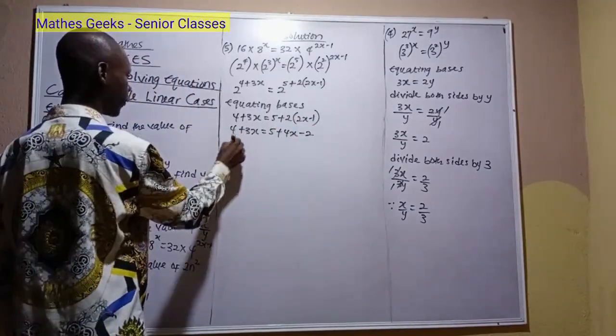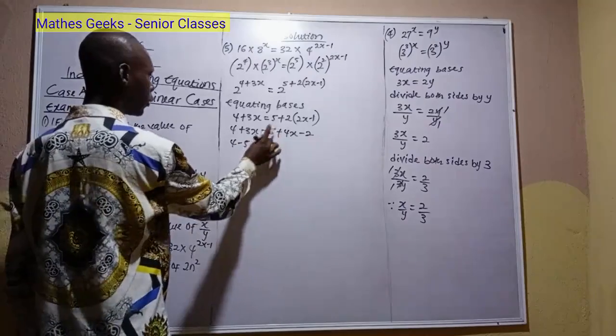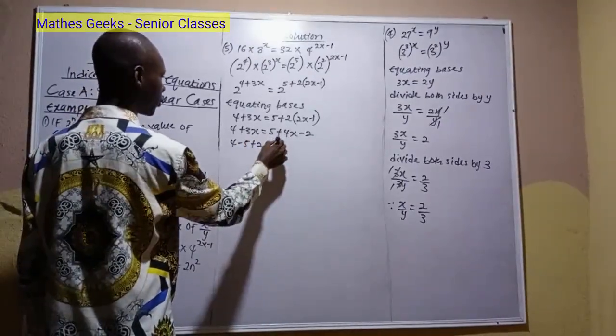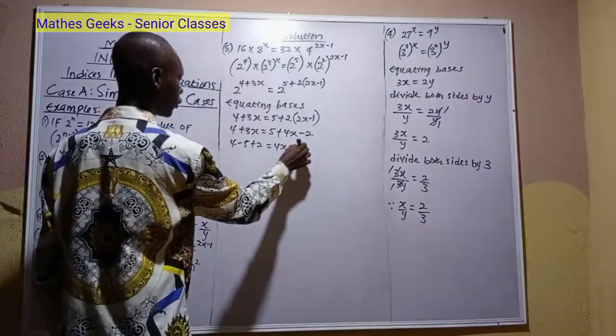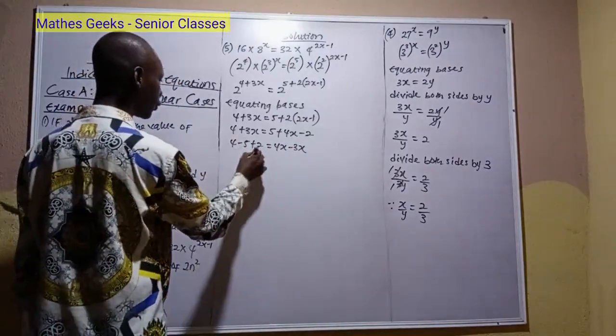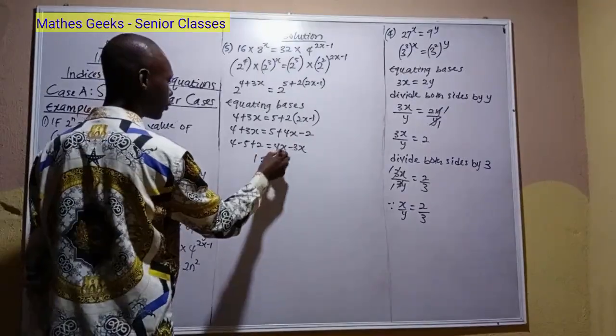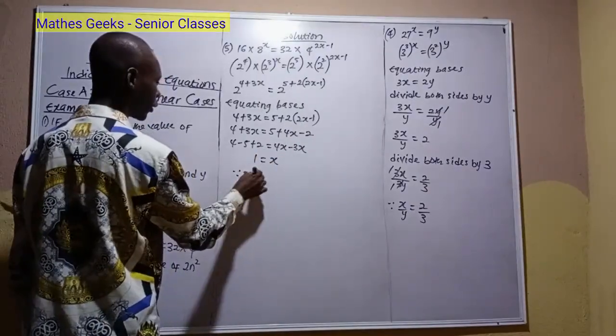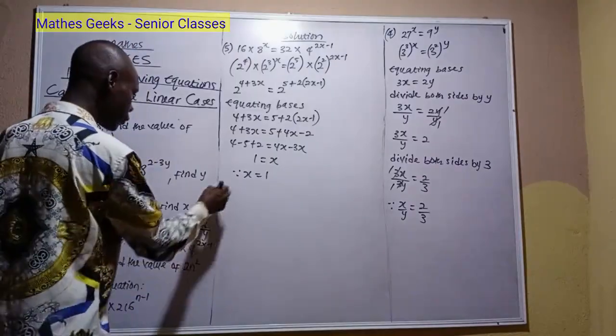Now collect like terms. 4 minus 5 plus 2 is equal to 4x minus 3x. 4 minus 5 is minus 1. Minus 1 plus 2 is 1. 4x minus 3x is x. Therefore, x is equal to 1.